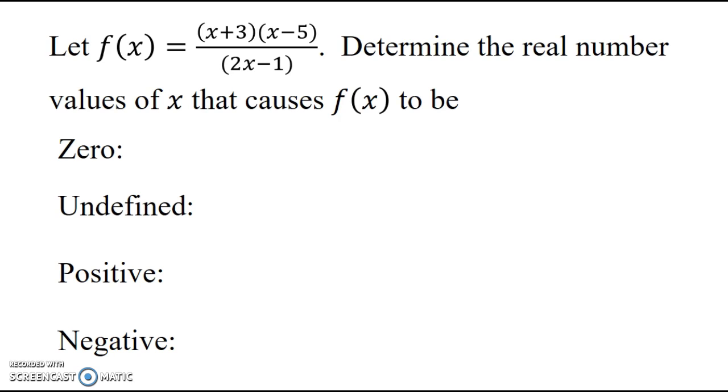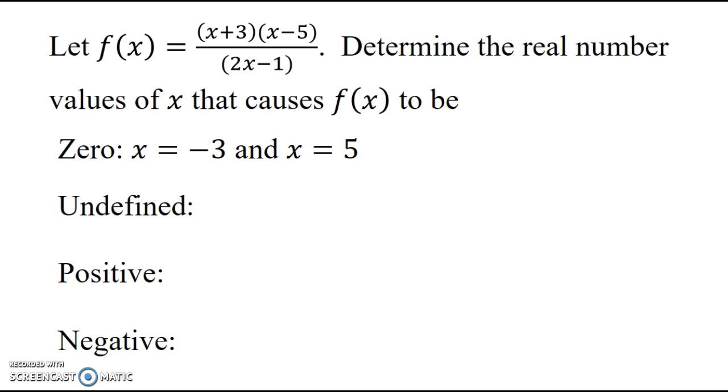And the question is to determine the real number values of x that cause f of x to be 0, undefined, positive, and negative. Well, first of all, let's figure out where it's going to be 0. Well, 0 is when we're going to have roots. To find the zeros, we are going to look at what makes the numerator 0. In this case, that's going to be when x is negative 3 and when x is 5.